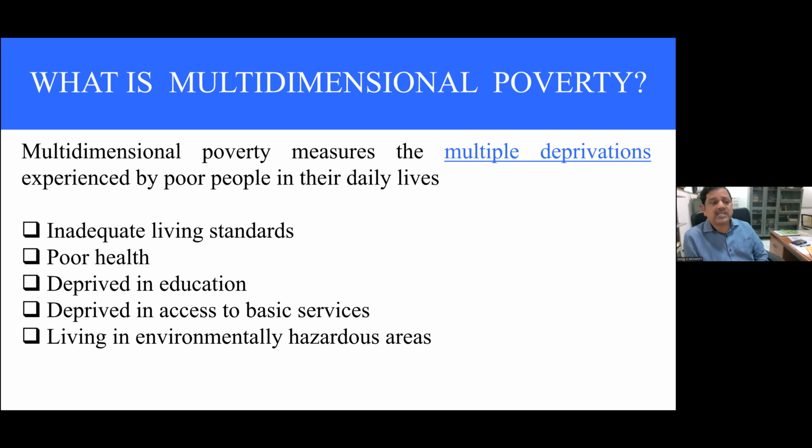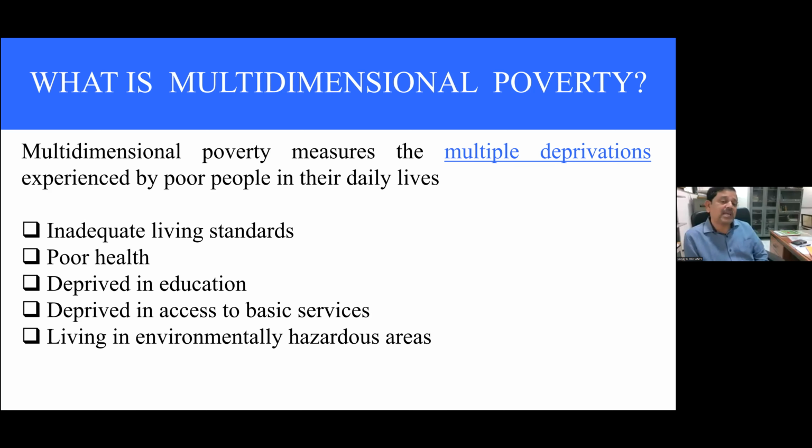By definition, multidimensional poverty measures multiple deprivations experienced by poor people simultaneously. So a person may be economically poor. He or she may also have very little or no education. He or she may be suffering from chronic diseases or illness. So these are the multiple deprivations people suffer from.